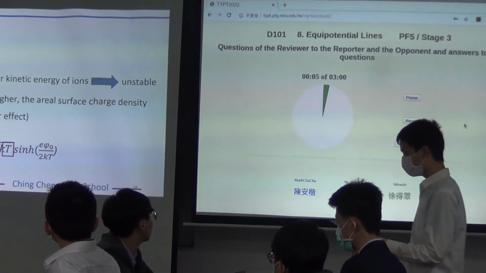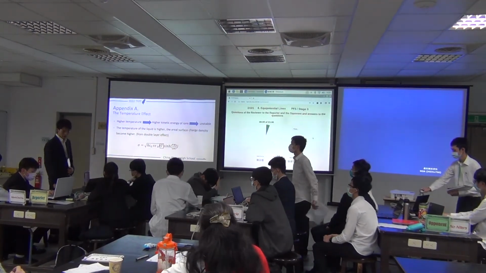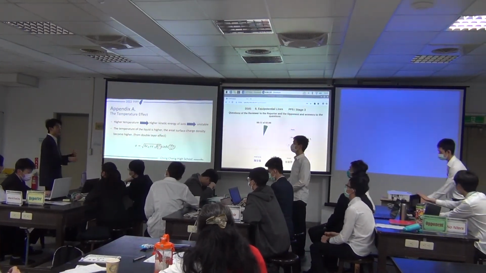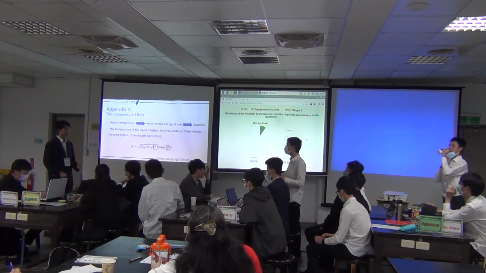Could you explain how the equipotential line changes over time? Okay, so this can be explained by Fick's law. I mean, how it changes over time. Yes, how it changes.